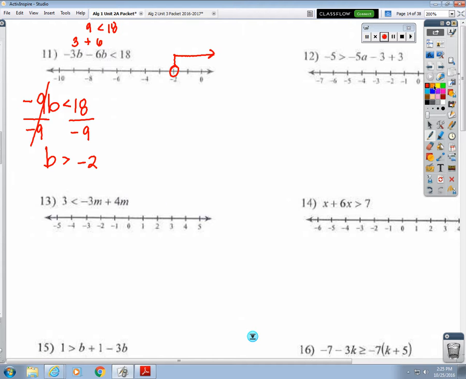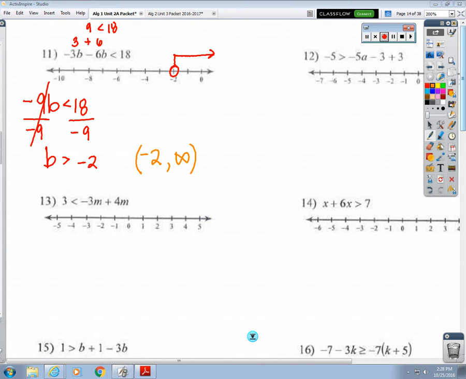Okay, now let's do our interval notation. The lowest solution is negative 2. Is it actually included in the solutions? No, so you put a parenthesis. The highest solution is infinity, and you always put parenthesis on infinity. Okay, why don't you try number 13?